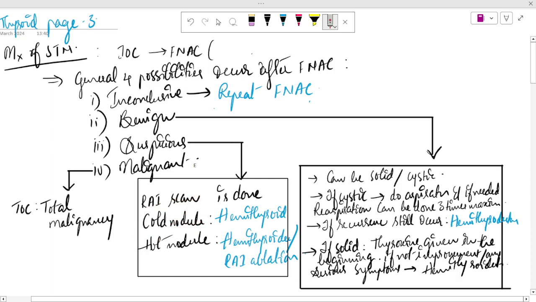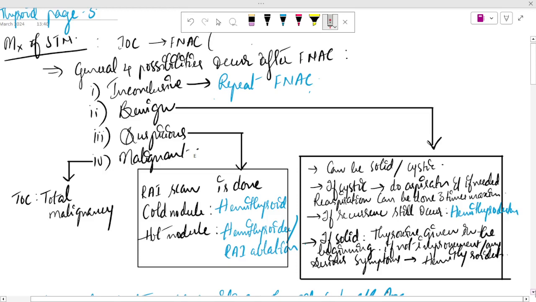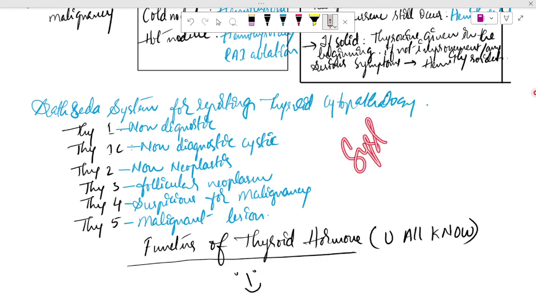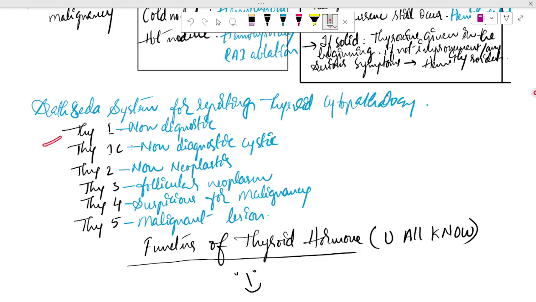So I think you understood that one. If you have finished it, we'll just go to the other topic, right? Now, regarding the cytopathology of the thyroid, a system has been designed so that depending on the cytopathology of the thyroid, we can easily classify into categories.